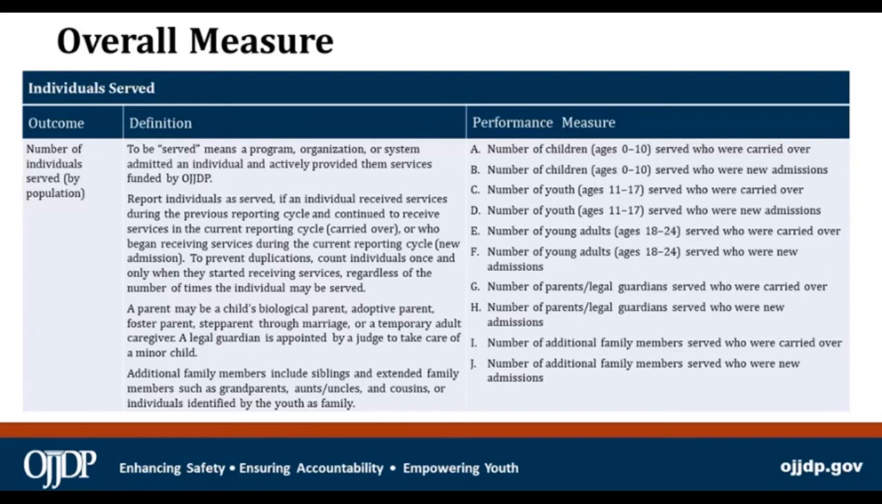This performance measure captures the total number of individuals served and is broken down by the number of children, youth, young adults, parents or legal guardians, and additional family members. Since OJJDP funding is targeted to serve children and youth, the various categories of individuals served help OJJDP isolate the true number of children and youth served. This measure also captures the number of individuals who were carried over and the number who were new admissions during the reporting cycle to avoid duplication.